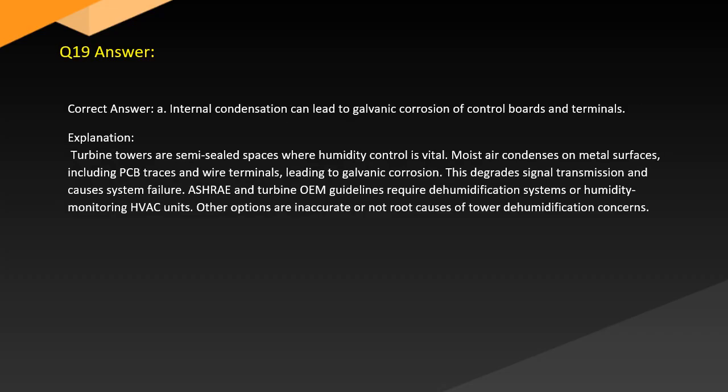Answer. Correct answer A. Internal condensation can lead to galvanic corrosion of control boards and terminals. Explanation. Turbine towers are semi-sealed spaces where humidity control is vital. Moist air condenses on metal surfaces including PCB traces and wire terminals, leading to galvanic corrosion. This degrades signal transmission and causes system failure. ASHRAE and turbine OEM guidelines require dehumidification systems or humidity-monitoring HVAC units. Other options are inaccurate or not root causes of tower dehumidification concerns.